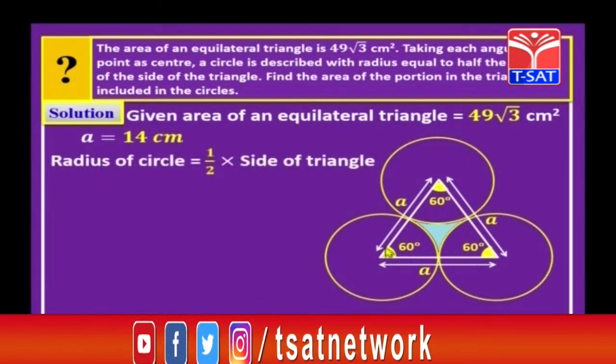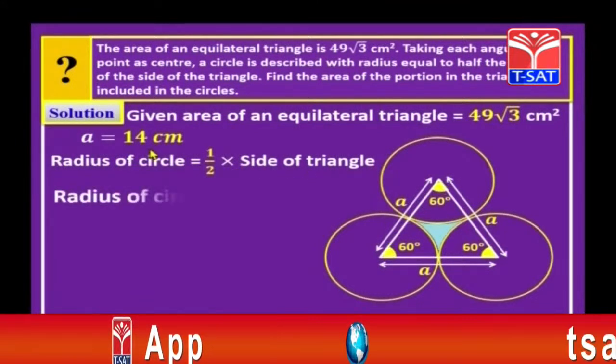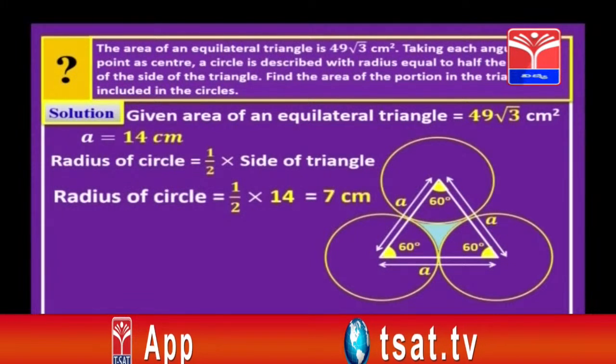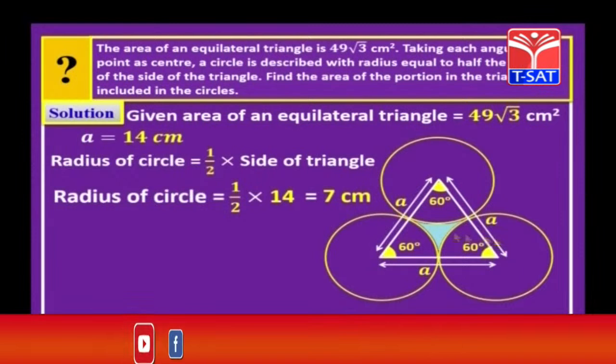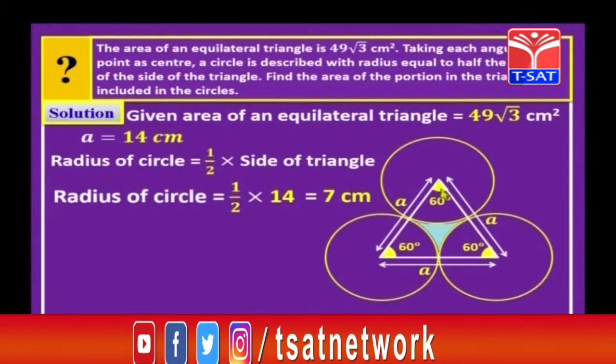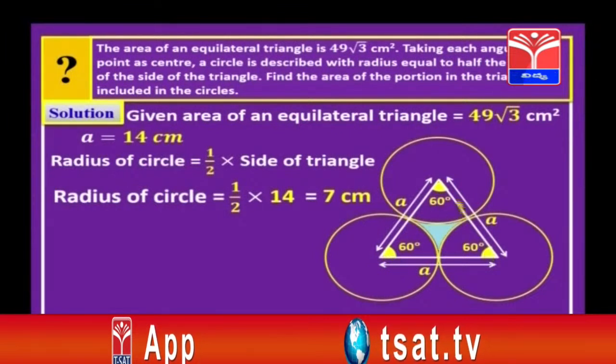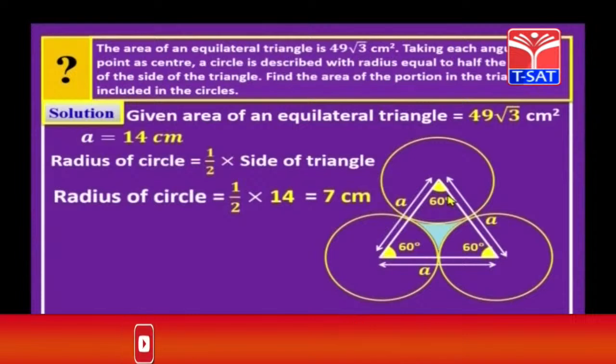Okay children. Now what is the radius of the circle, children, here? It is half of the side of the triangle and we got the side as 14. So half into 14 we get 7 centimeters. So we got radius as 7 centimeters. If you notice, children, this part is a sector and again this part is another sector. This part is another sector and all the sectors have the same radius and the angle subtended at the centers is also the same. That means if I find the area of this one sector, it will be the same for the other two sectors also.